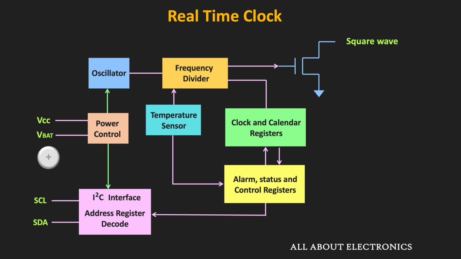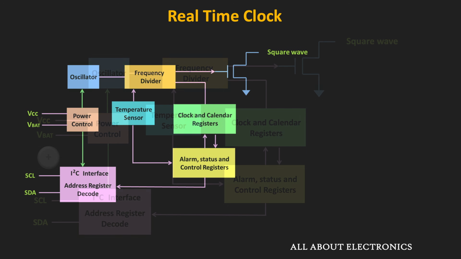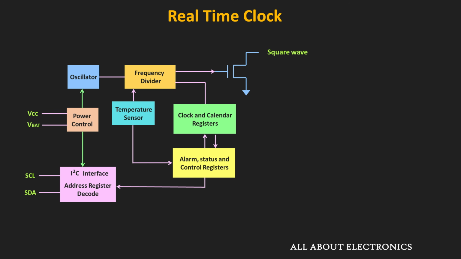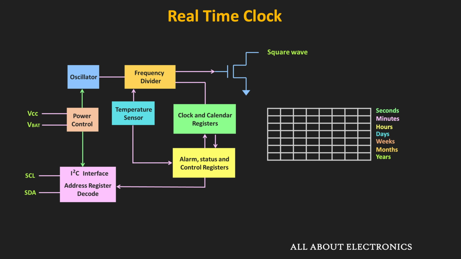So far, briefly we have already seen the function of some of the blocks. But now, let us understand the function of some other blocks in detail. Like I said, the clock and the calendar registers are also known as the timekeeping registers. And these registers keep track of the time as well as the calendar function. If you see the timekeeping registers, they have separate registers for the second, minute and hours as well as for the days, weeks, months and the years.